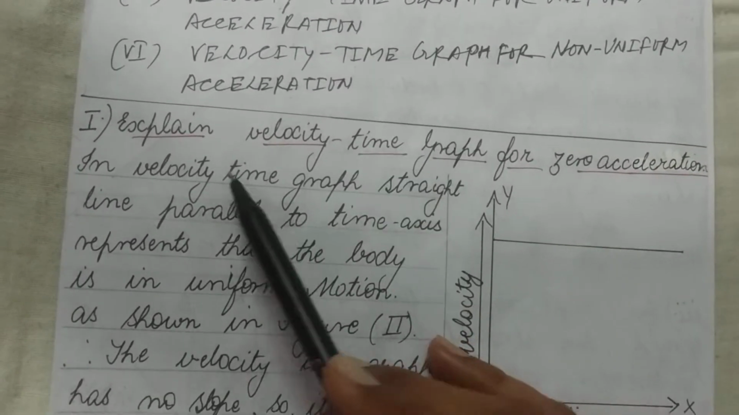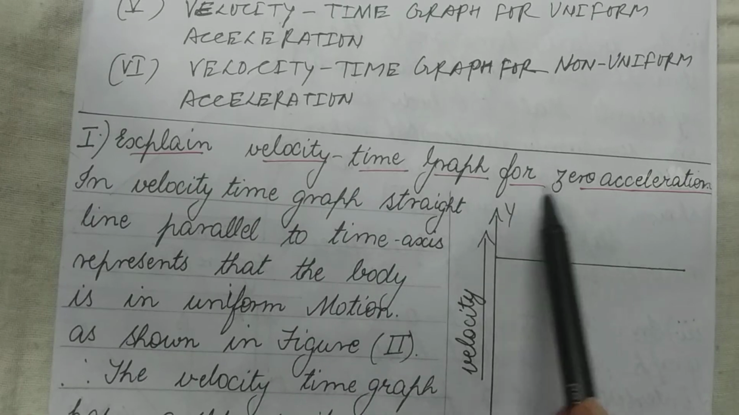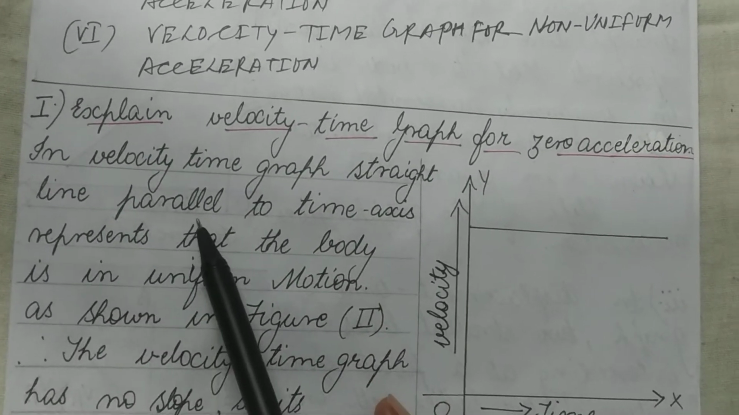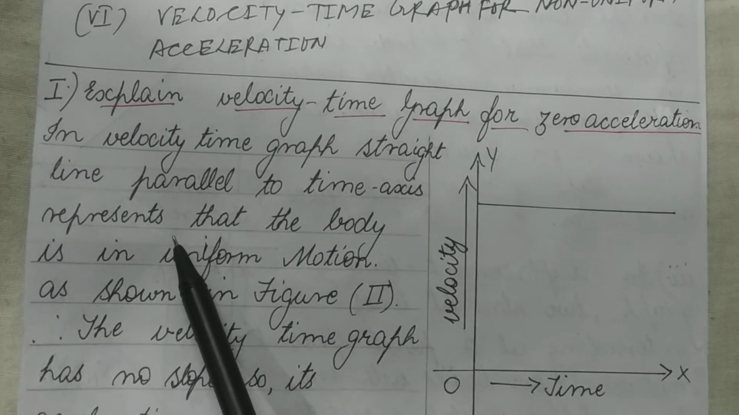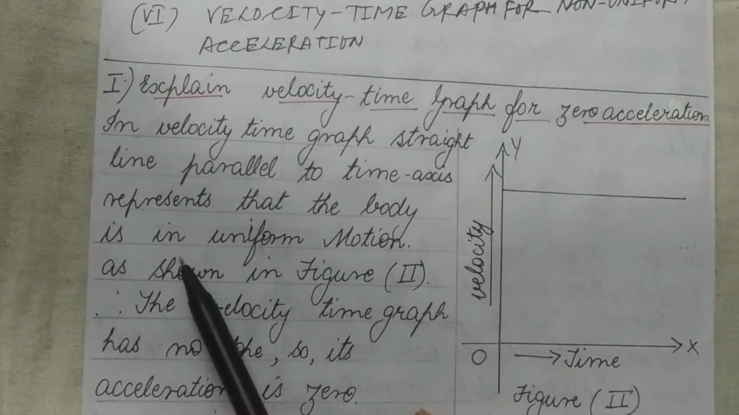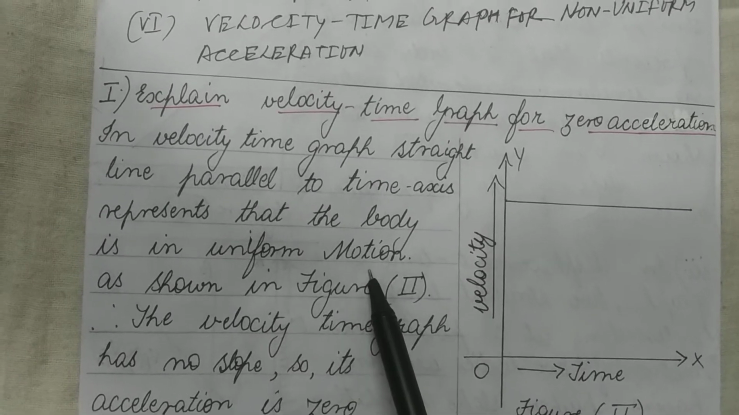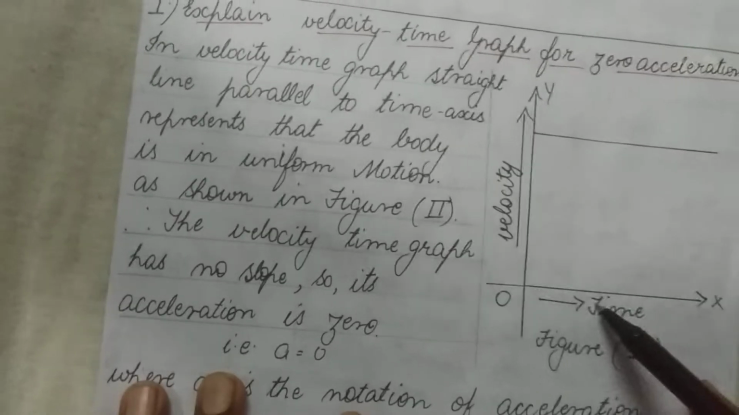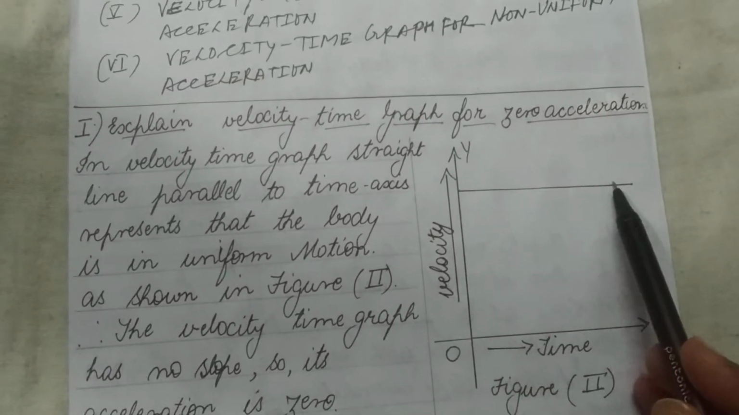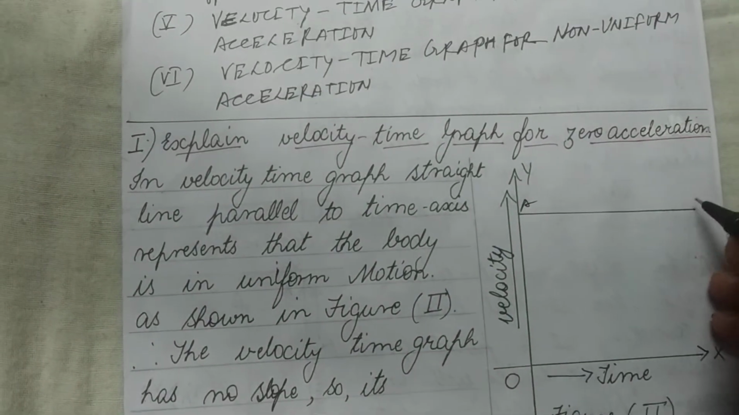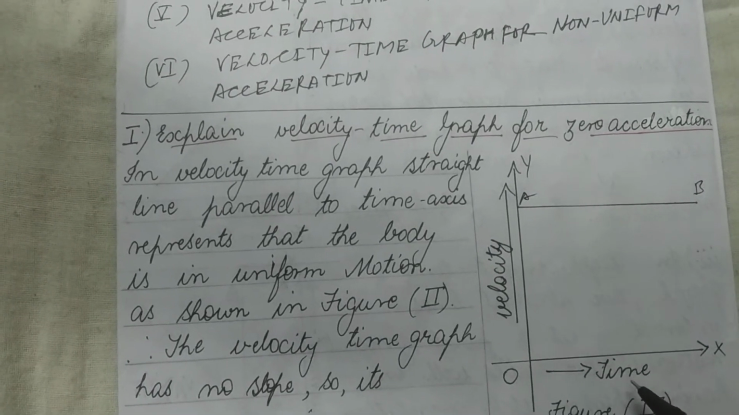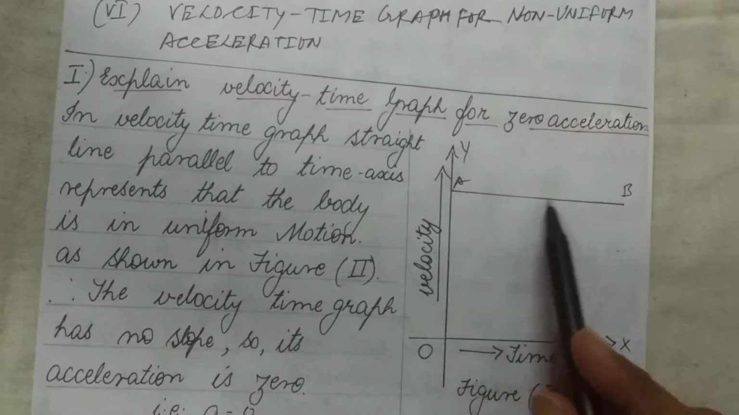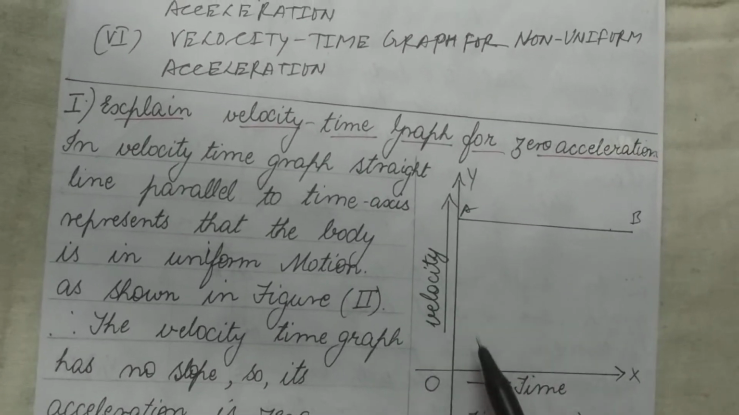So the first one is the velocity time graph for zero acceleration. If the velocity time graph is a straight line parallel to the time axis, it represents that the body is in uniform motion, as shown in figure 1. Suppose this graph is AB. This graph AB is parallel to the time axis. This explains that the velocity is constant. Velocity is not changing with respect to time.